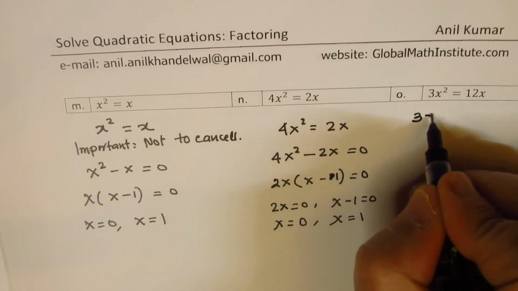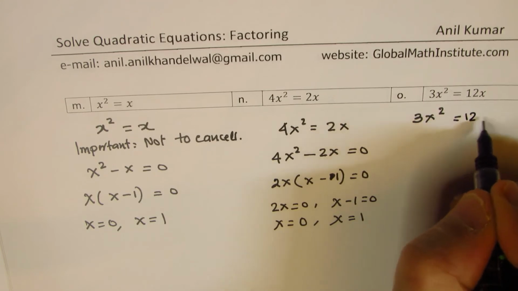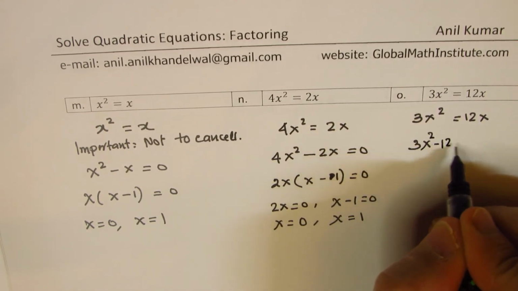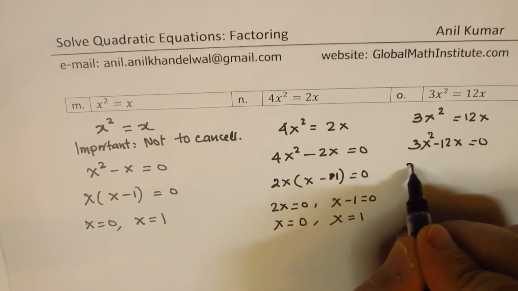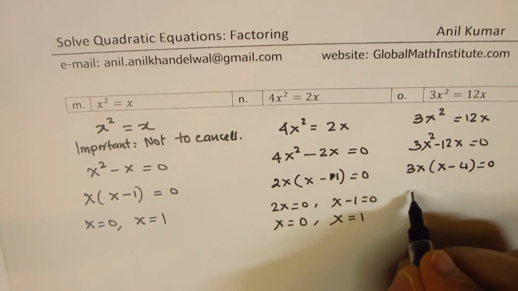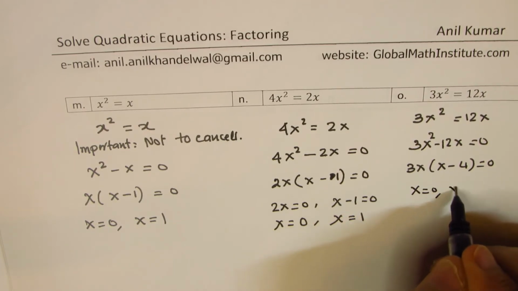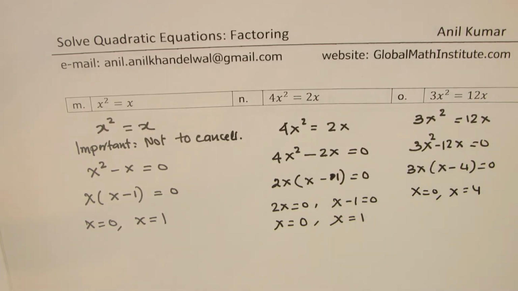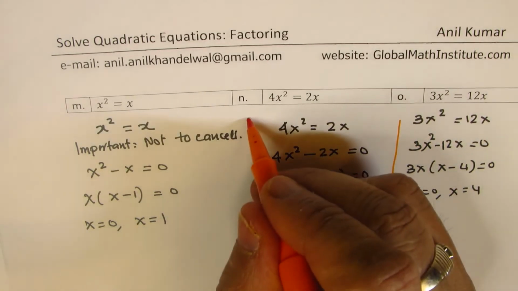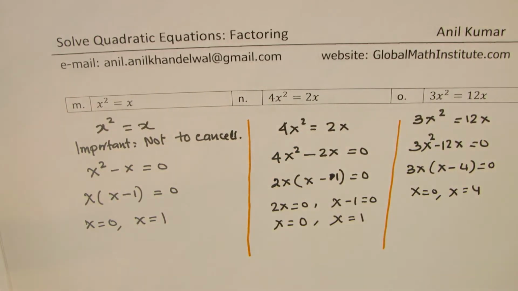This one is 3x squared equals to 12x. Bring 12x together. So we have 3x squared minus 12x equals to 0. 3x is common. So we get 3x times x minus 4 equals to 0. So we get x equals to 0 and x equals to 4 as our solution. Clear? So that is how you can actually solve such equations.